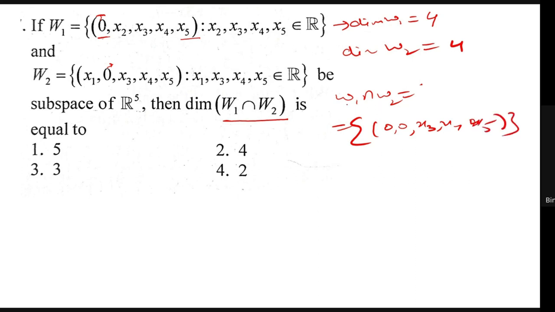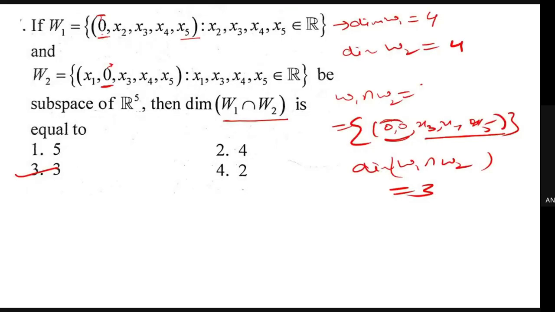Correct? Because W1 says the first component is zero, and W2 says the second component is zero. So in W1 intersection W2, the first two components should be zero. So you have only three places in which you can put any number from the real numbers R. So the dimension of W1 intersection W2 should be three. Option three will be the correct answer. Got it?